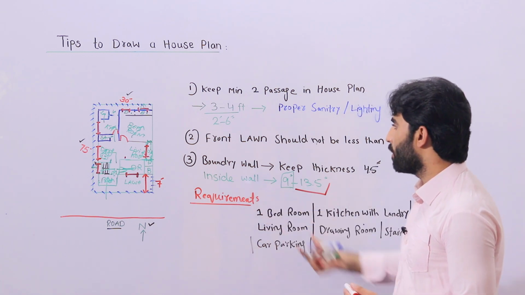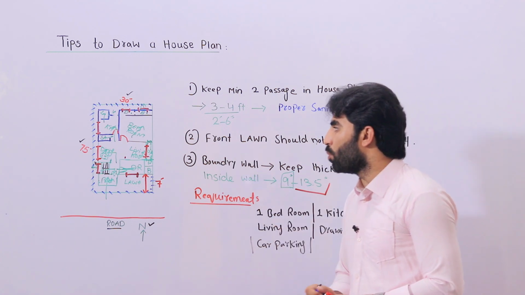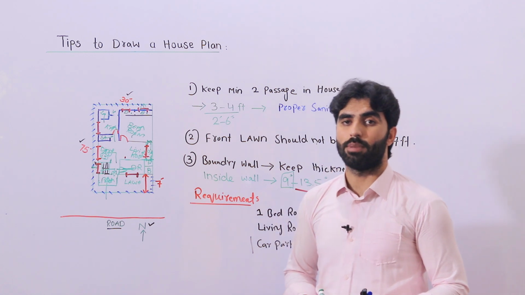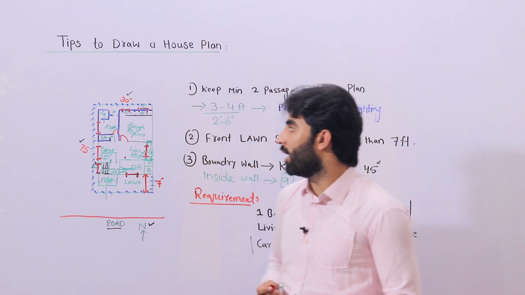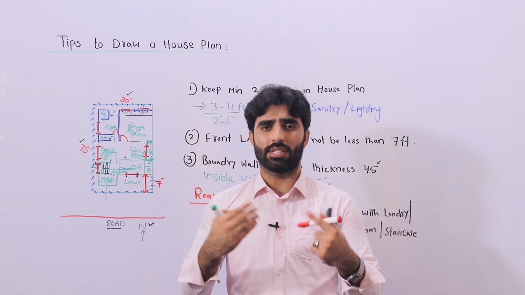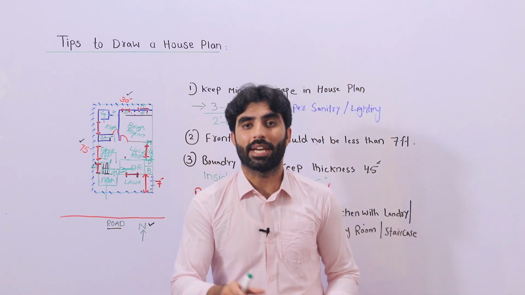And these are the requirements, and I guided you how we can make a small house planning, or how to draw a small house planning in the dimensions of 30 by 75 feet. So I didn't mention any dimension, because I'm just guiding you how to make the planning.